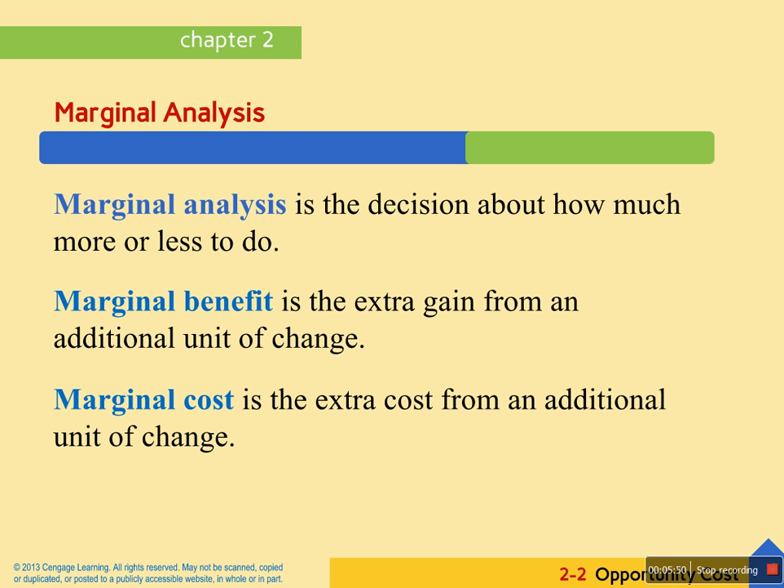And the marginal cost. What's the cost associated with this unit of change? Now, the net benefit, which I'll show you in the next slide, is actually the marginal cost subtracted from the marginal benefit. So if the marginal benefit were $1 million, but the marginal cost was $1.1 million, then you have a negative net benefit. But if the marginal benefit is $1 million and the marginal cost is $500,000, then your net benefit is $500,000.